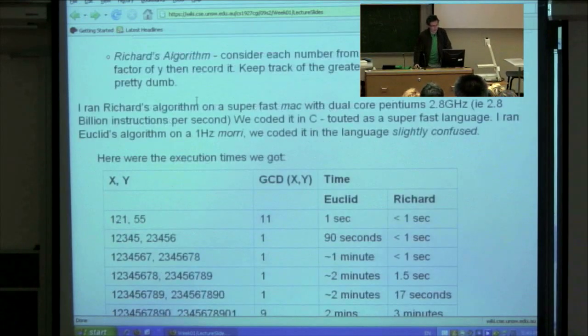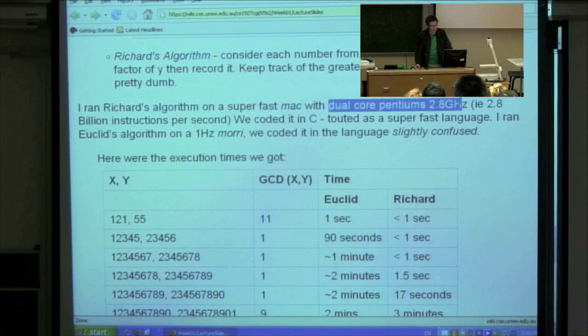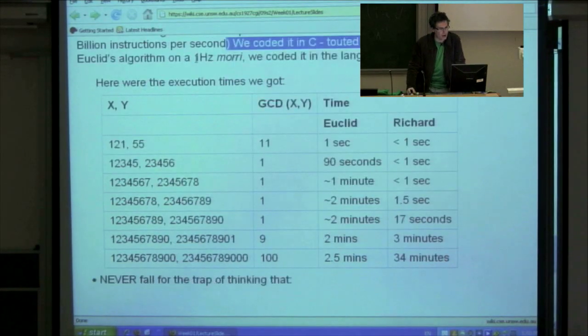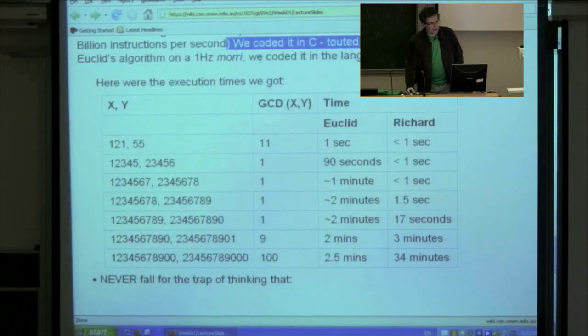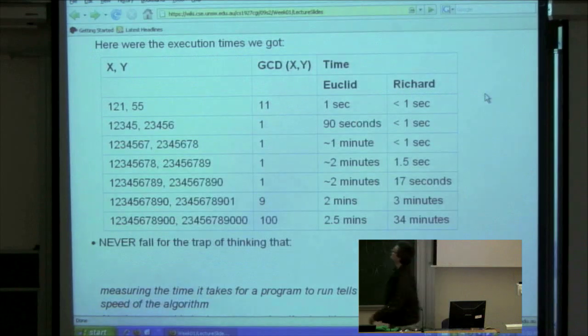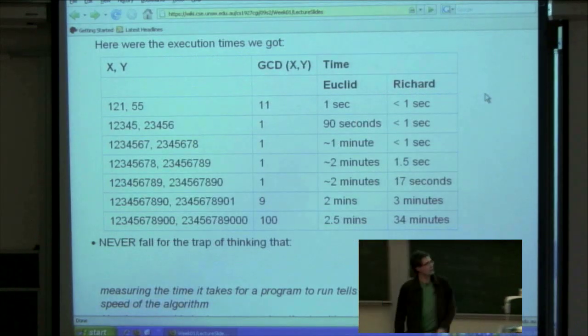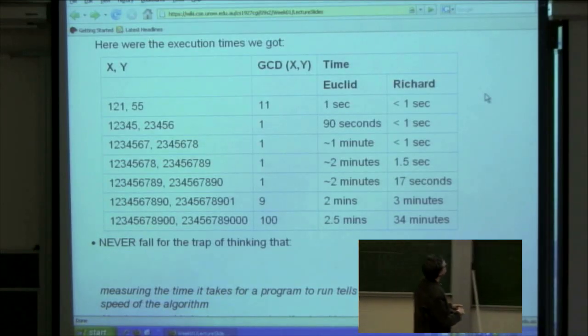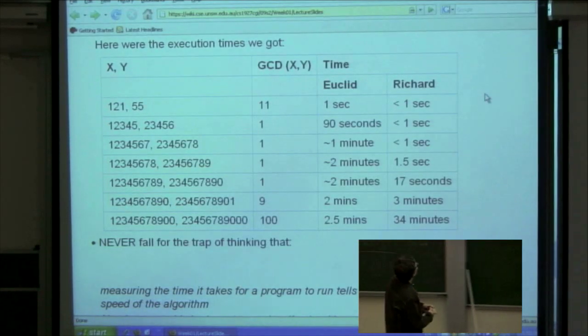I ran Richard's algorithm on a super fast Mac with dual-core Pentiums, 2.8 gigahertz, 2.8 billion instructions per second, and we coded it in C, touted as a super fast language. I ran Euclid's algorithm on a 1 hertz Maury. Here were the approximate execution times we got. To calculate the greatest common divisor of 121 and 55, which was 11, Euclid's algorithm took Maury 1 second. I did it in under 1 second.